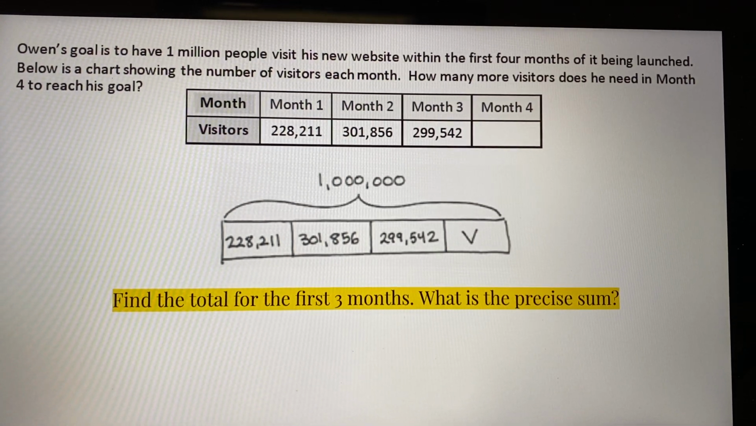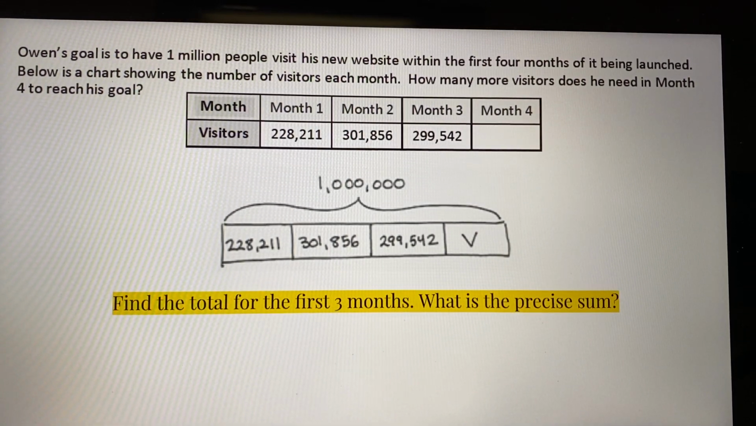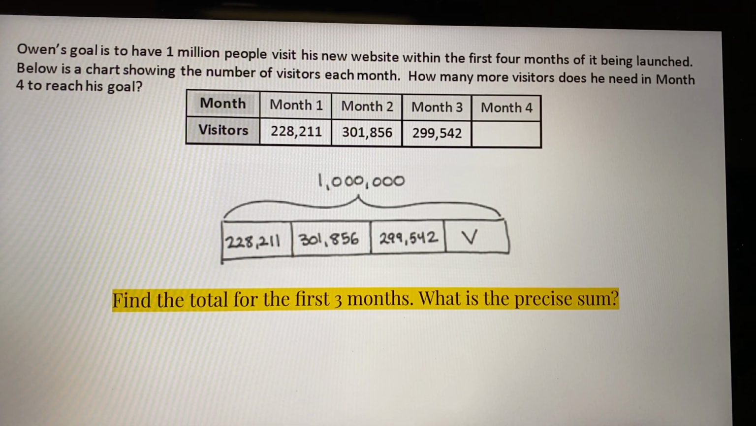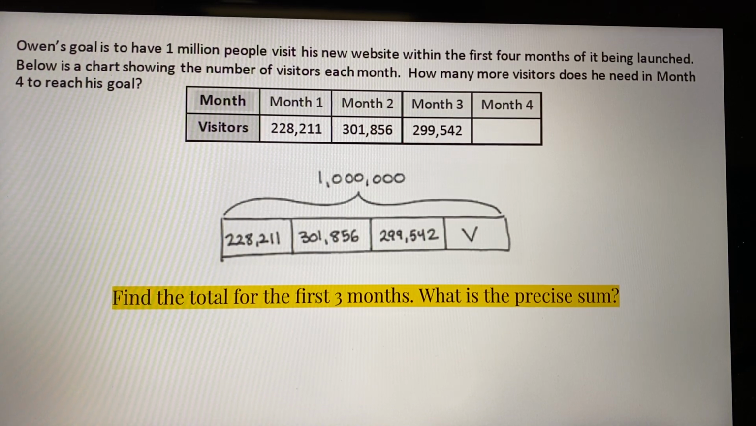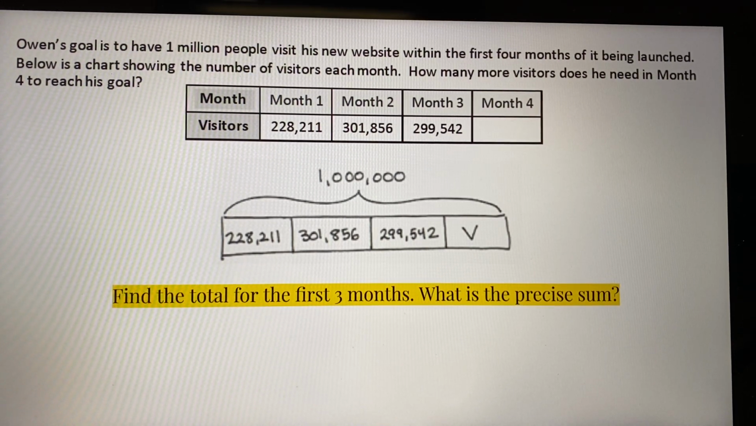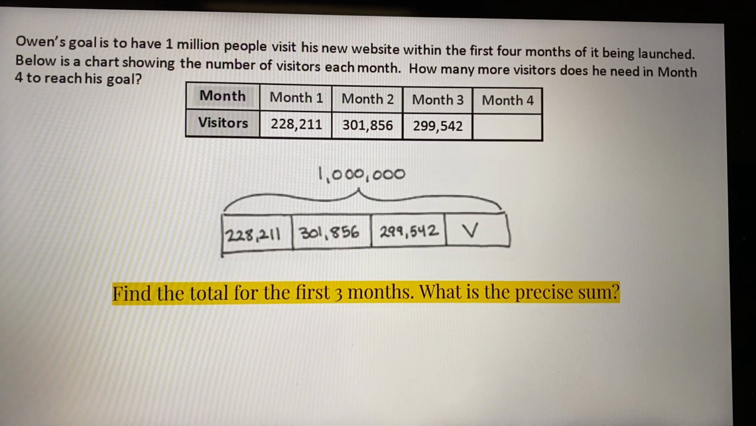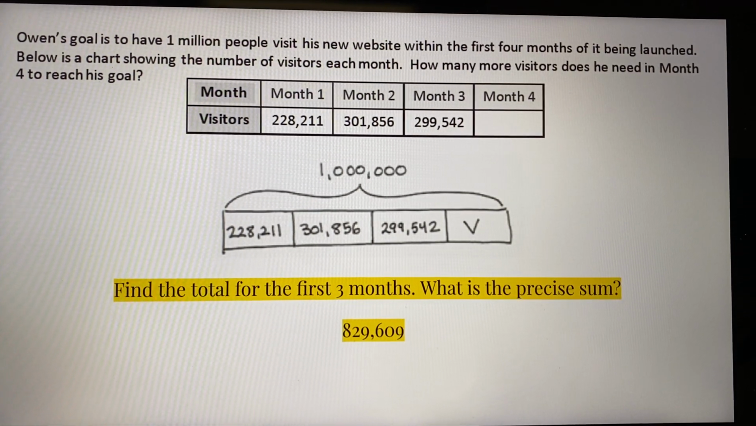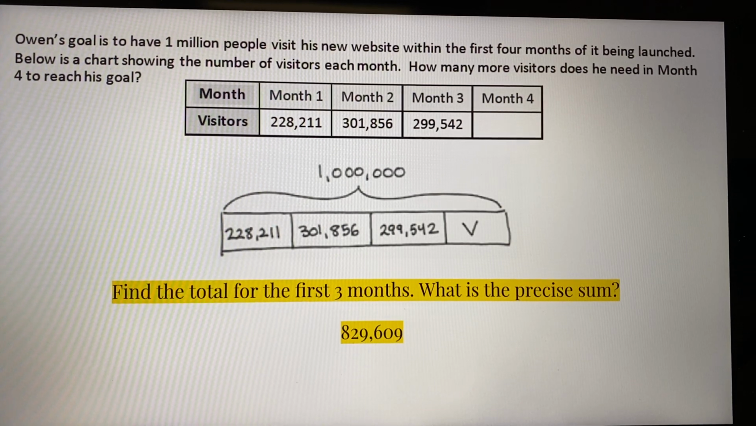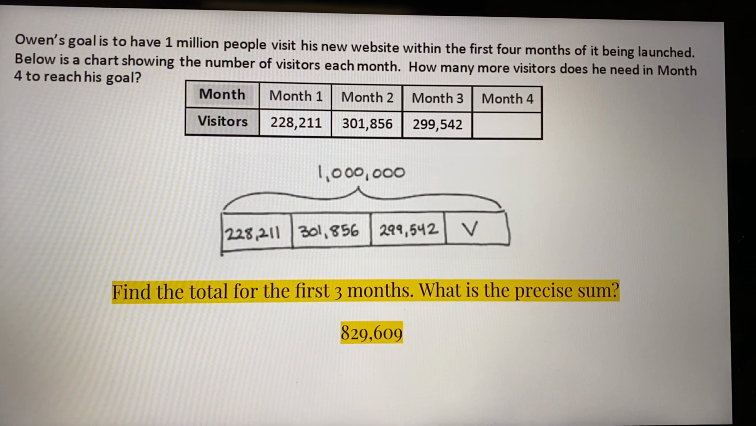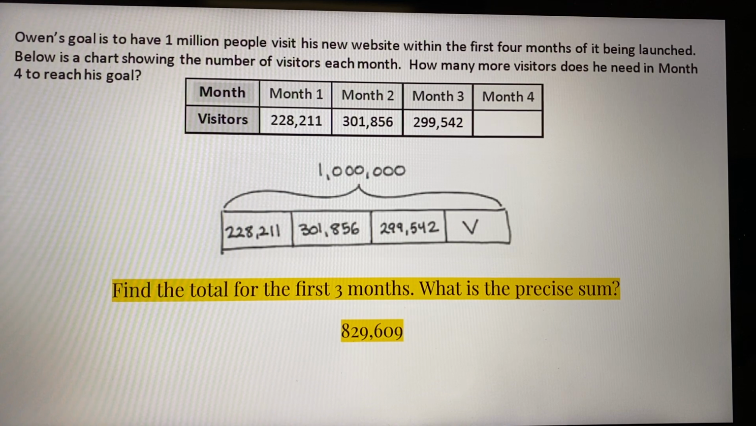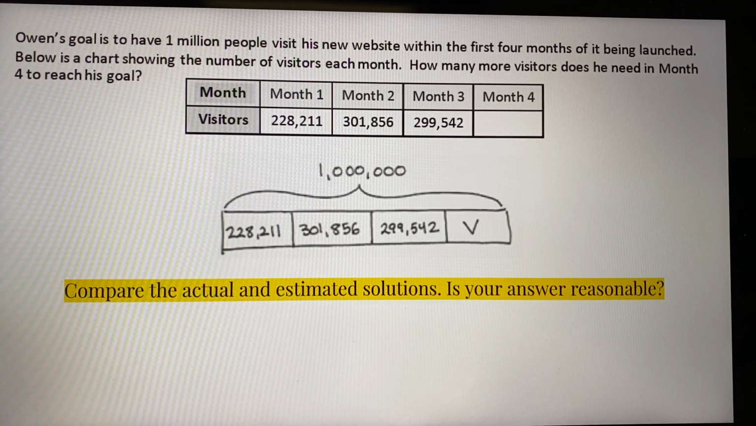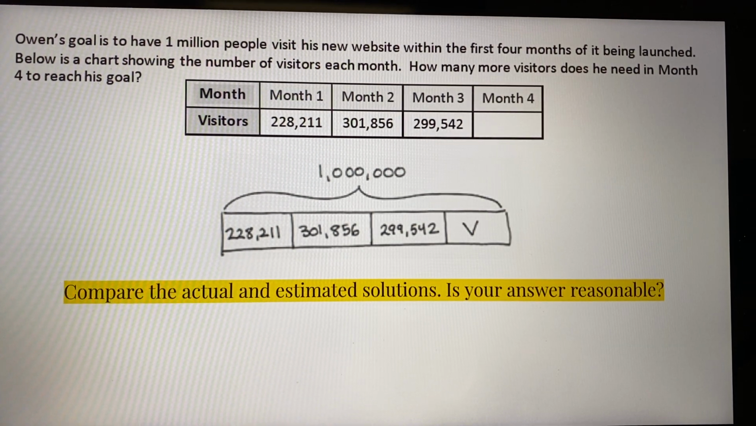So you've got to find the total for the first 3 months. So you've got to add 228,211, 301,856, 299,542. So first add those 3. When you add those 3, you get 829,609. Now we can find the missing amount.